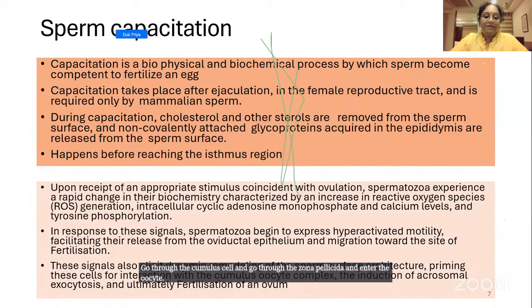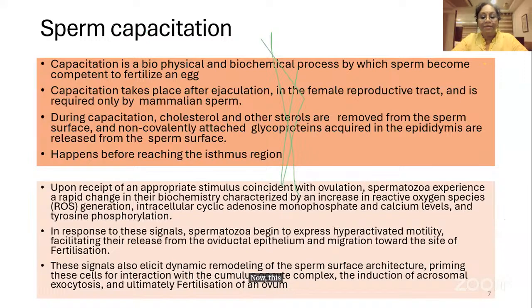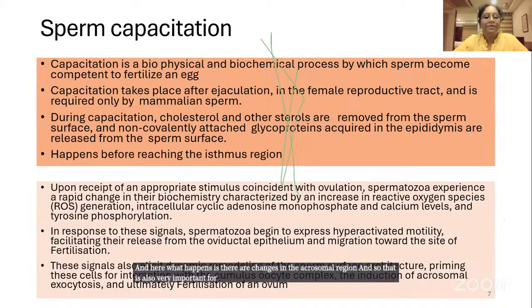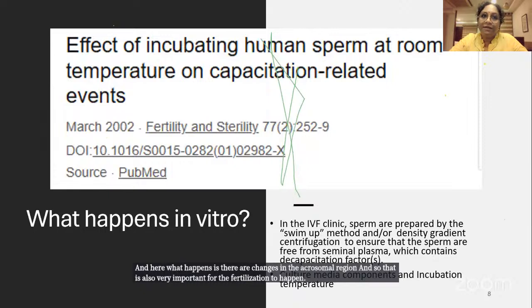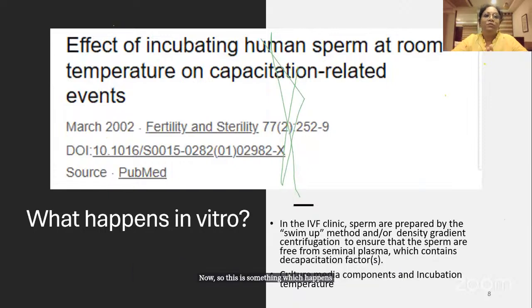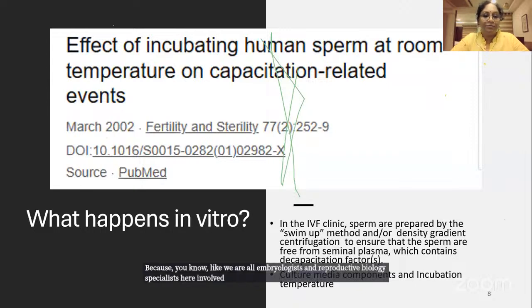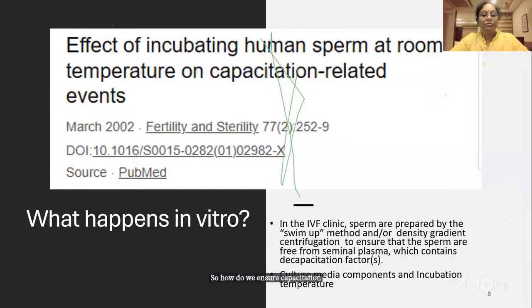Now, these also elicit certain dynamic remodeling of the sperm surface. And here there are changes in the acrosomal region, and that is also very important for fertilization to happen. Now, this is something which happens in vivo. What happens in vitro? Because we are all embryologists and reproductive biology specialists involved in a lot of ART procedures. So how do we ensure capacitation in an in vitro condition?